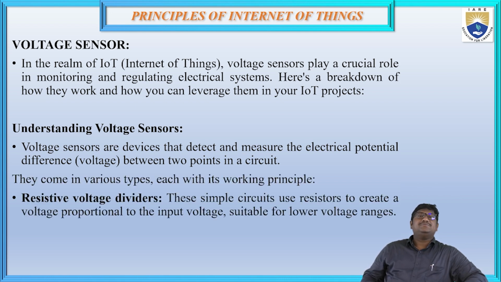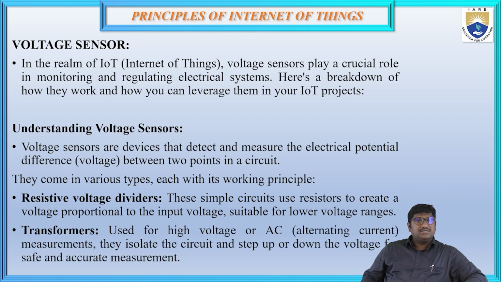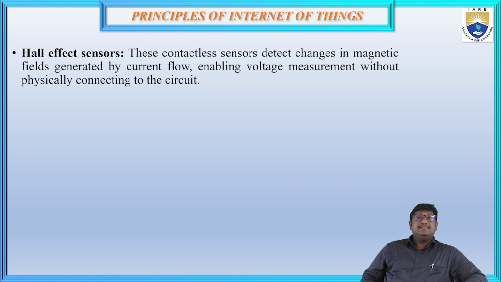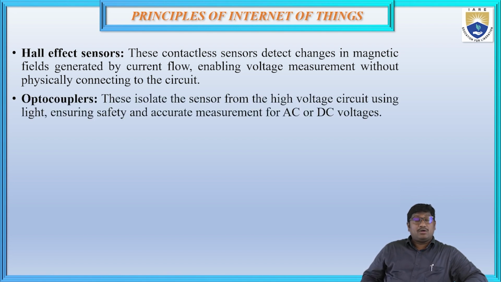This comes in various types. Resistive voltage dividers and transformers. Resistive voltage dividers are simple circuits which use resistors to create a voltage proportional to the input voltage, suitable for lower voltage ranges. Transformers are used for high AC, alternating current voltages, and provide safe, accurate measurements. Coming to the next, Hall effect sensors. These contactless sensors detect magnetic fields, which is very common. Optocouplers isolate the voltage, AC to DC voltages, for accurate measurement.